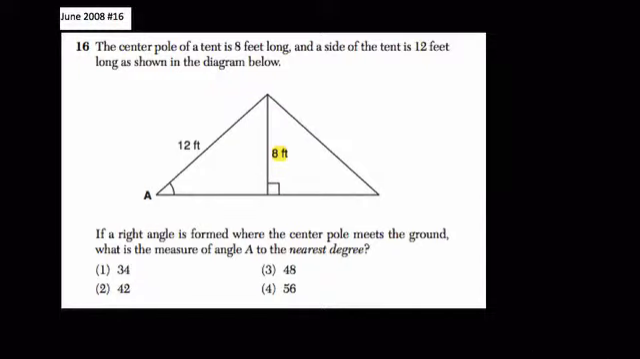Okay, so here we're trying to find the measure of angle A, right? And we're told the situation is that there's a center pole, which is, I guess, this right here. The center pole, I'll highlight that, is 8 feet long, labeled as 8, and the side of the tent is 12 feet long. So the hypotenuse here is 12.